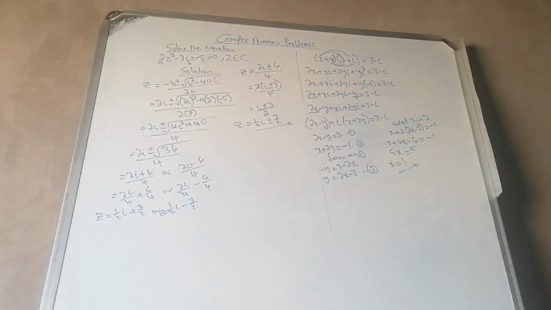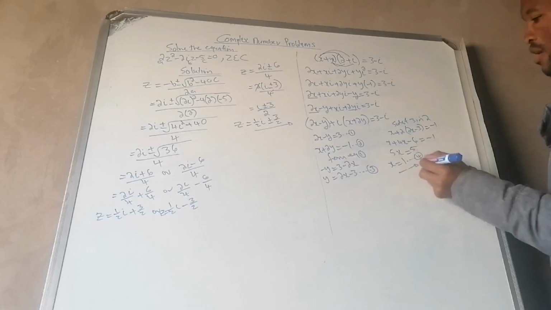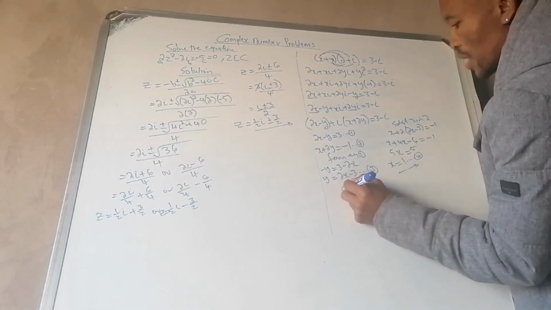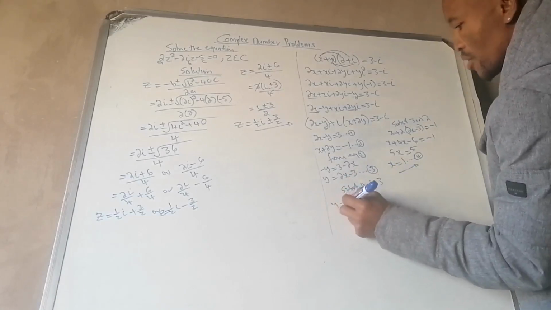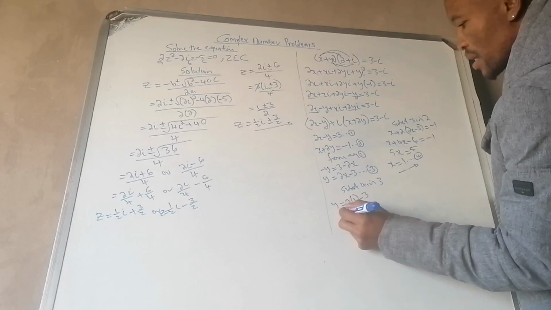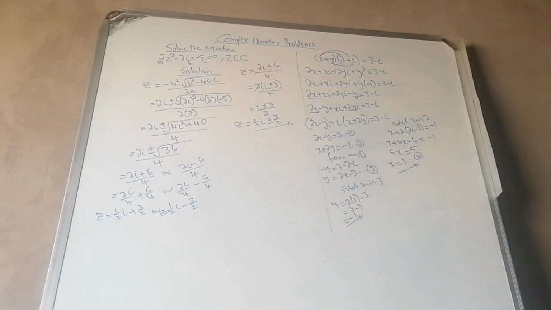Your x is equal to 1, and I can say this is my equation 4, and I will substitute 4 in 3. y equals 2 into 1 minus 3, 2 minus 3, negative 1. So x equals 1 and y equals negative 1.